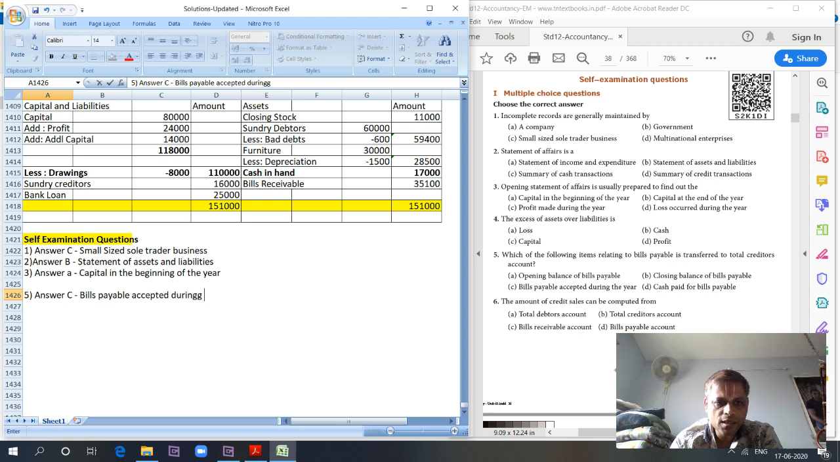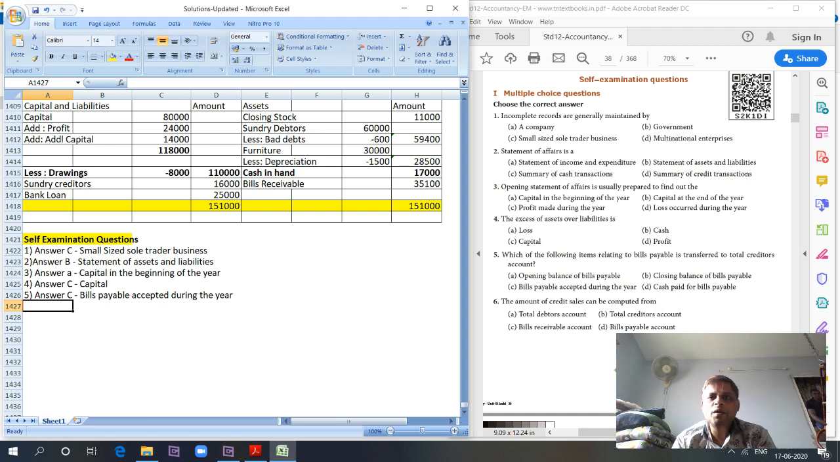accepted during the year. Why does the opening balance of bills payable not move into sundry creditors, and similarly the closing balance of bills payable? Remember, we show bills payable as an end balance in the balance sheet also. Bills receivable is shown separately, and similarly bills payable will also be shown separately in the capital and liabilities side of the balance sheet. So bills payable accepted during the year will get transferred to the sundry creditors account.